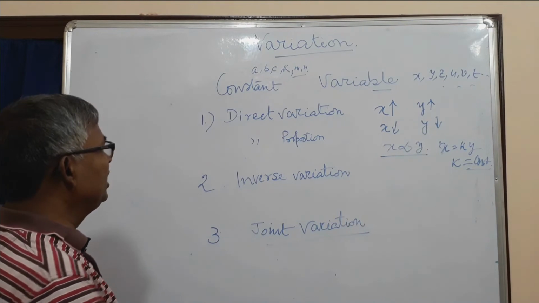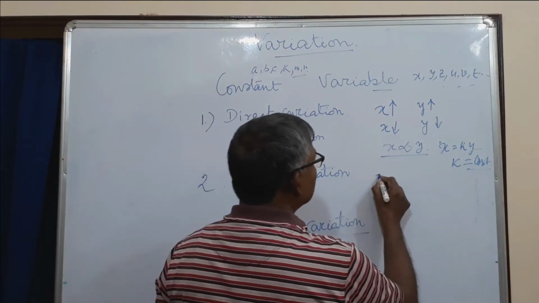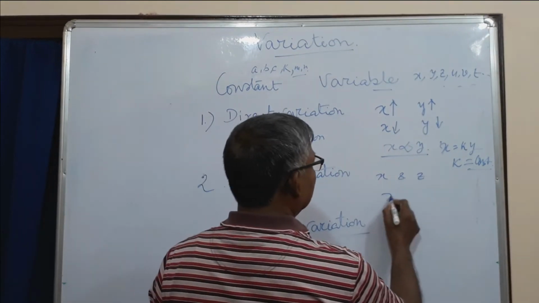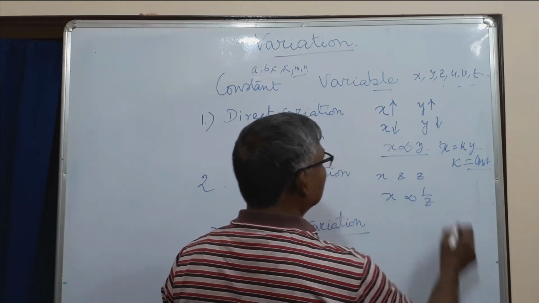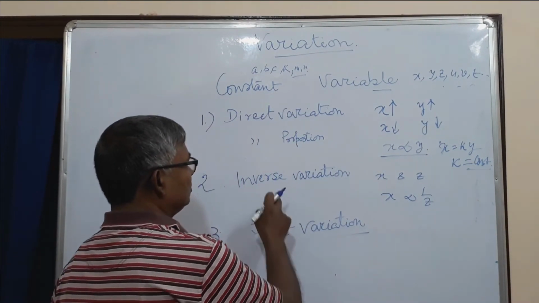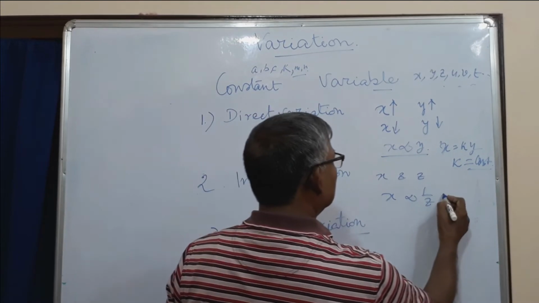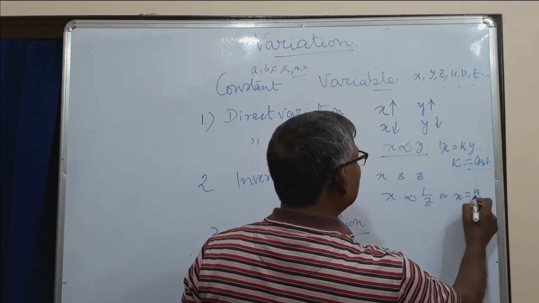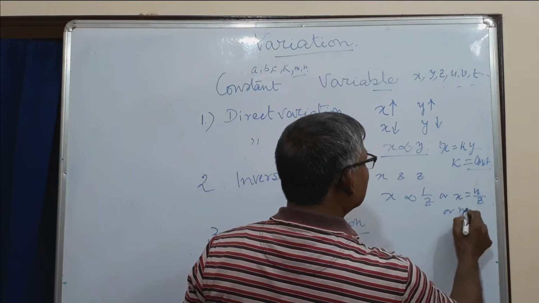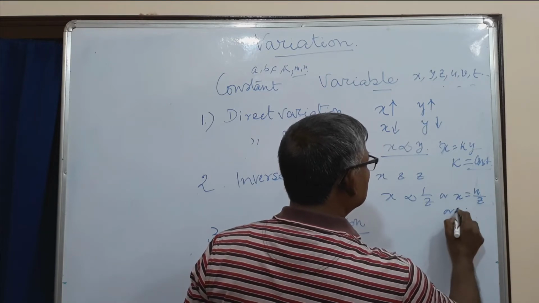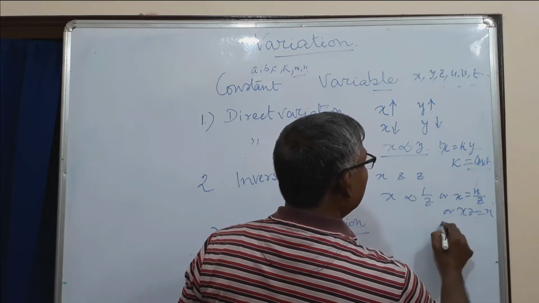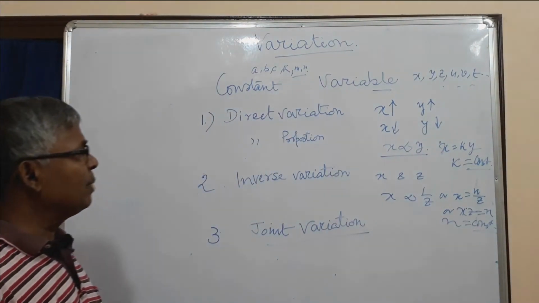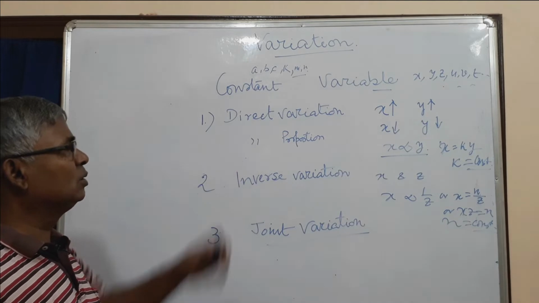But in case of inverse relation, when two variables X and Z are inversely related, then we write X varies 1 by Z. In this way we write, or we can write X equals N by Z, or XZ equals N, where N equals a constant. In our mathematical problems, we will discuss this thoroughly.